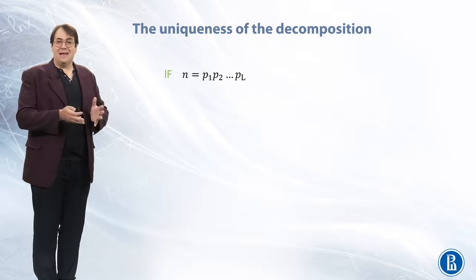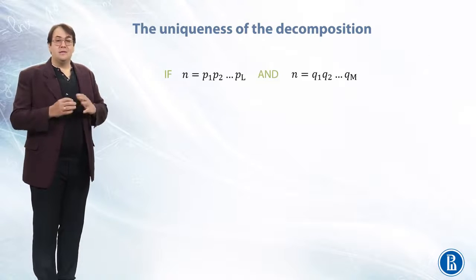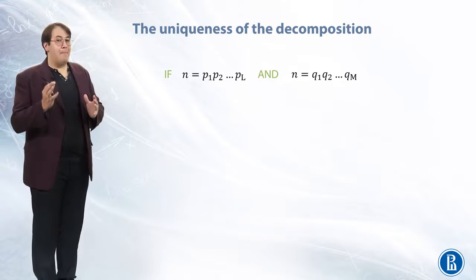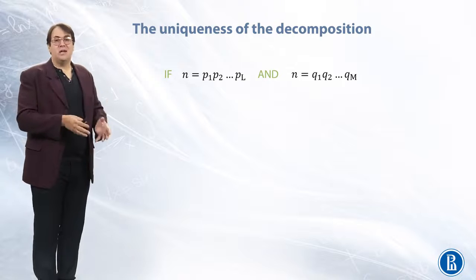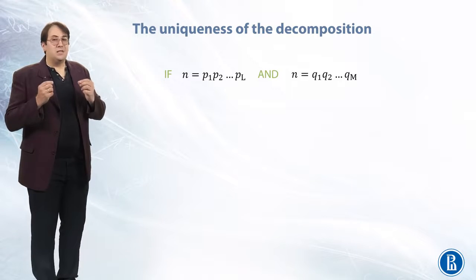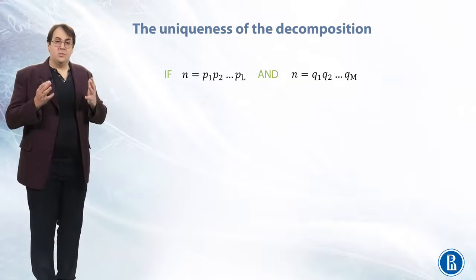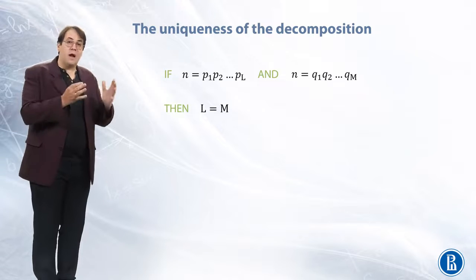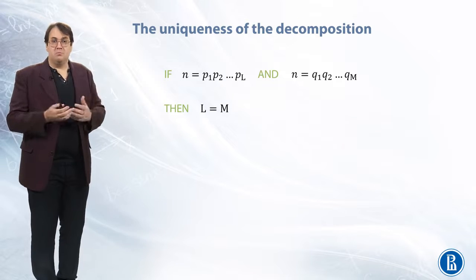Consider one factorization of an element n. Here p1, p2, and so on, pl are prime elements. And consider another factorization of the same element n. And here q1, q2, and so on, qm are prime elements. Notice that we have l factors in the first decomposition and m factors in the second decomposition. But what will give us the right to call these two factorizations equal or the same? We'll say that they are equal if, first of all, l and m are equal. The number of prime factors in the first factorization is equal to the number of prime factors in the second one. This is obviously a necessary condition.